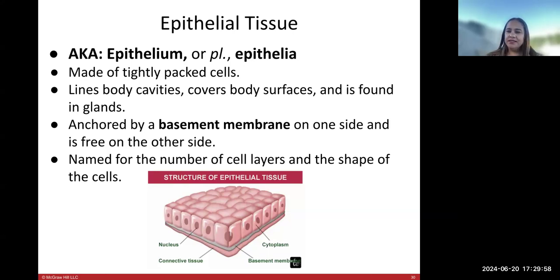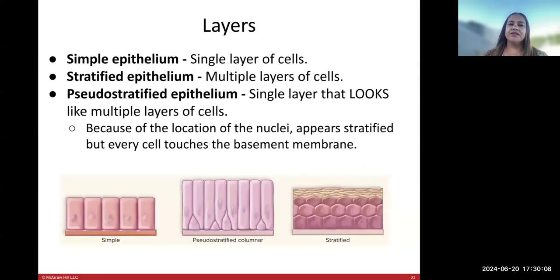There's a general picture of an epithelial membrane with the basement membrane and then all the cells on top. So simple epithelium is a single layer of cells. Stratified epithelium is multiple layers of cells. And then we also have something called pseudo-stratified epithelium, which is actually a single layer that looks like multiple layers. Because of the location of the nuclei, it appears stratified. However, every cell touches the basement membrane, so there's only one layer. There are pictures of each there at the bottom.